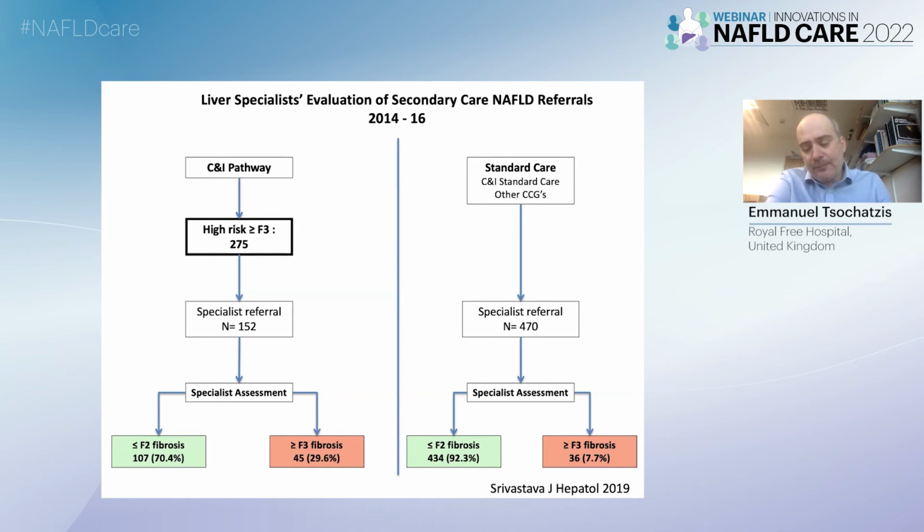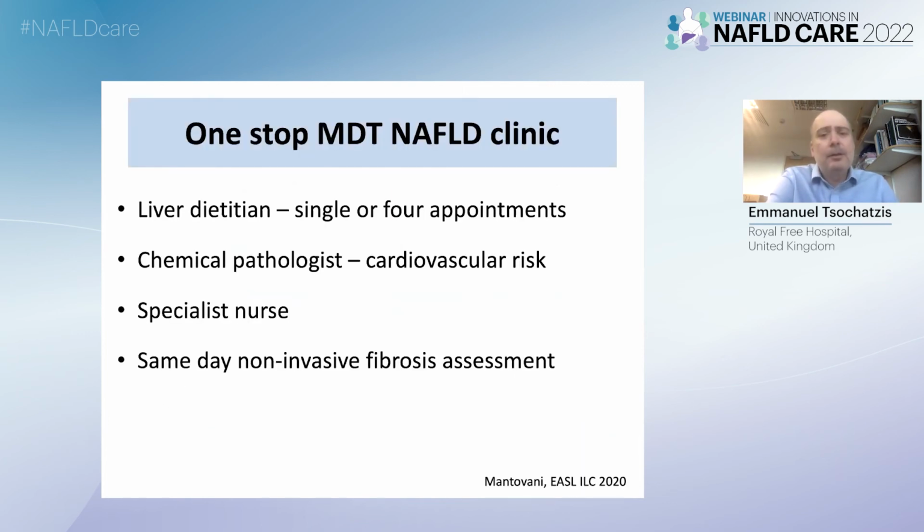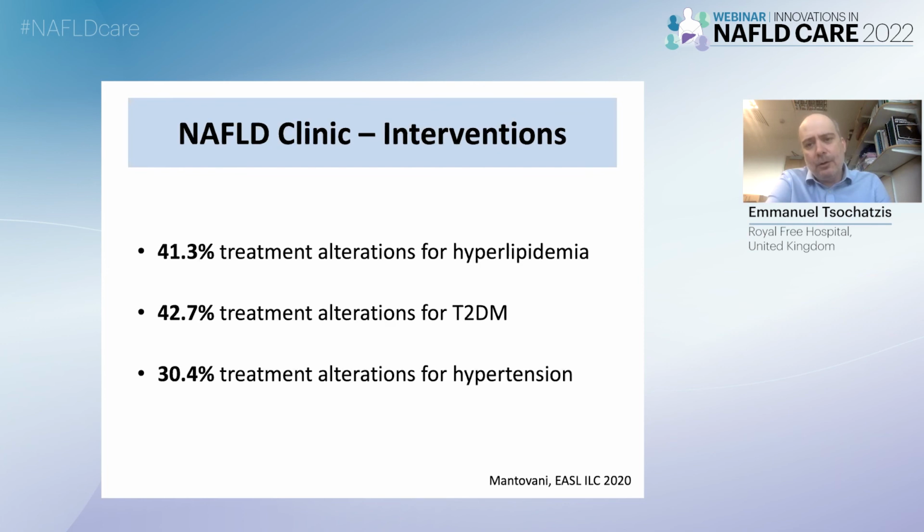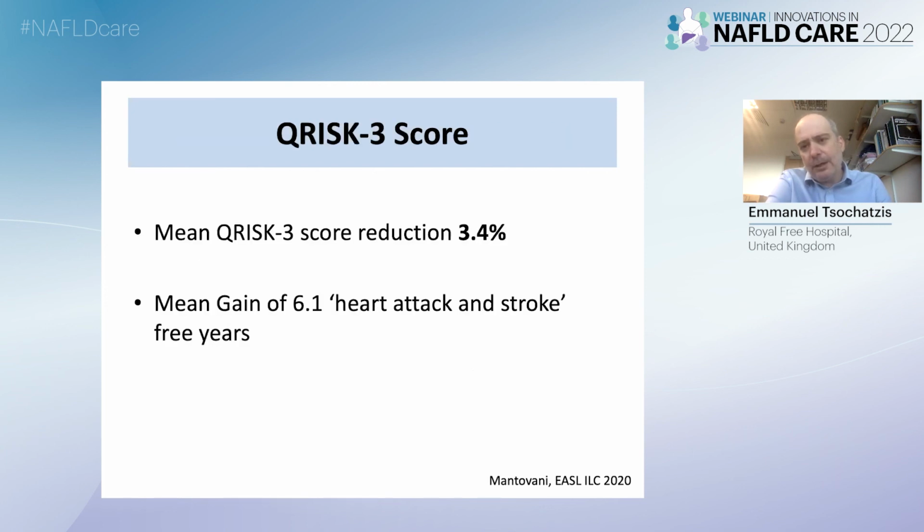And then regarding where and how to treat, you can see that we have a multidisciplinary NAFLD clinic that consists of a liver dietitian, a chemical pathologist for the cardiovascular risk, a specialist nurse, and then same-day non-invasive fibrosis assessment. And by having this multidisciplinary clinic, on top of treatment for the liver comorbidities, there is additional treatment in 40% of the patients for their metabolic comorbidities. And this results not only in improvement of clinical liver outcomes, but also of an improvement in cardiovascular outcomes. And you can see indicatively that there is a mean Q-risk 3 score reduction of 3.4% and a mean gain of 6.1 heart attack and stroke-free years.